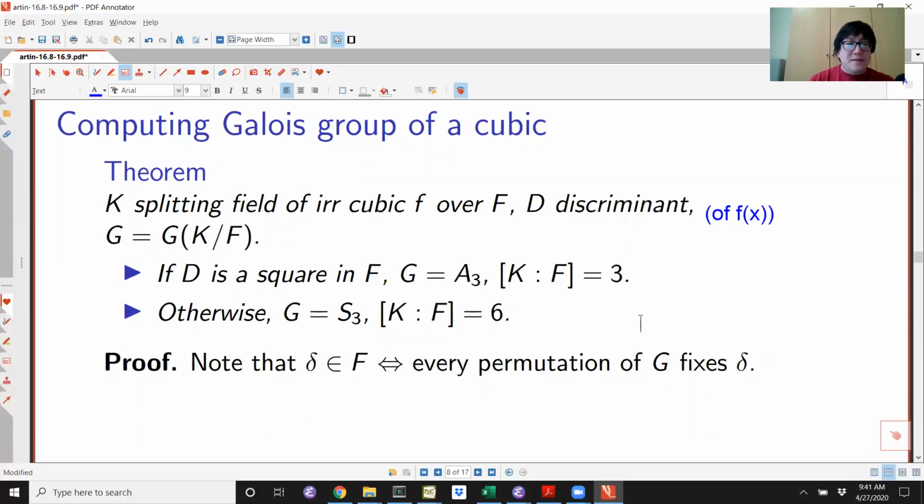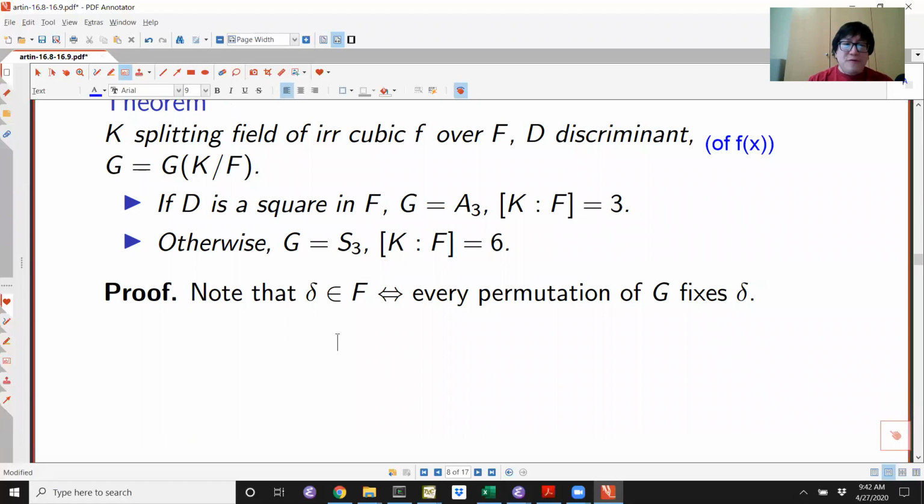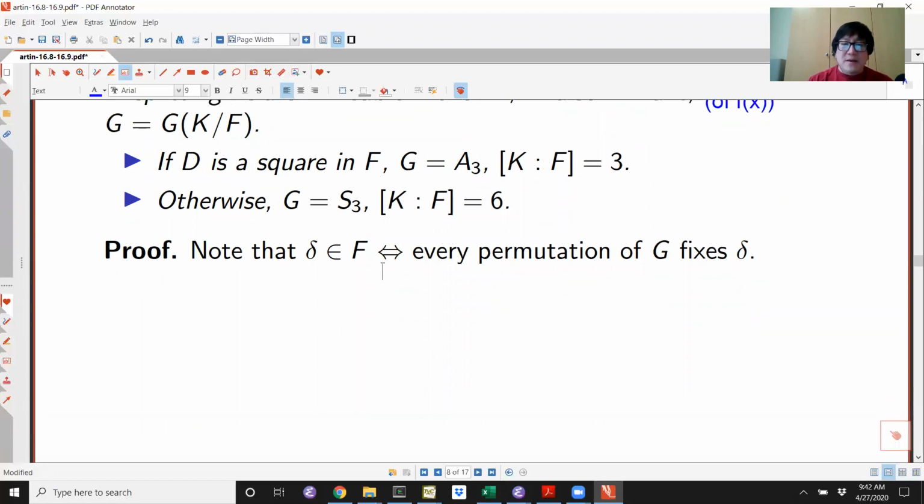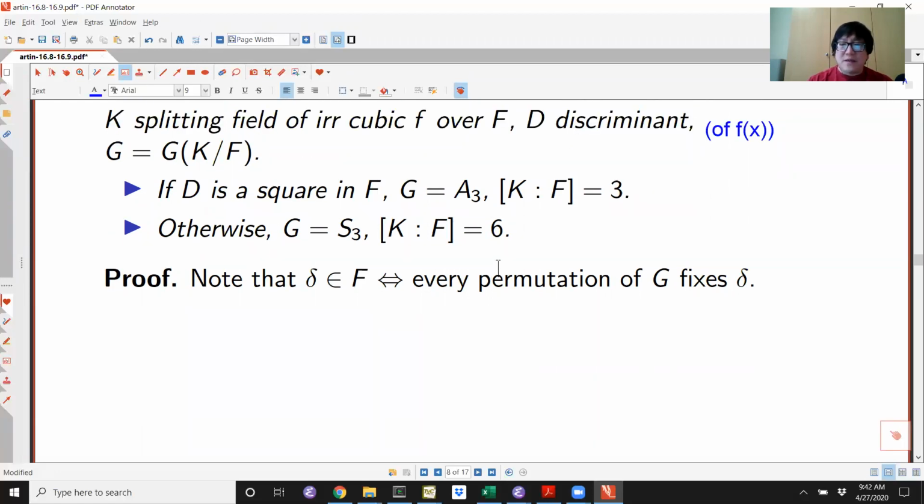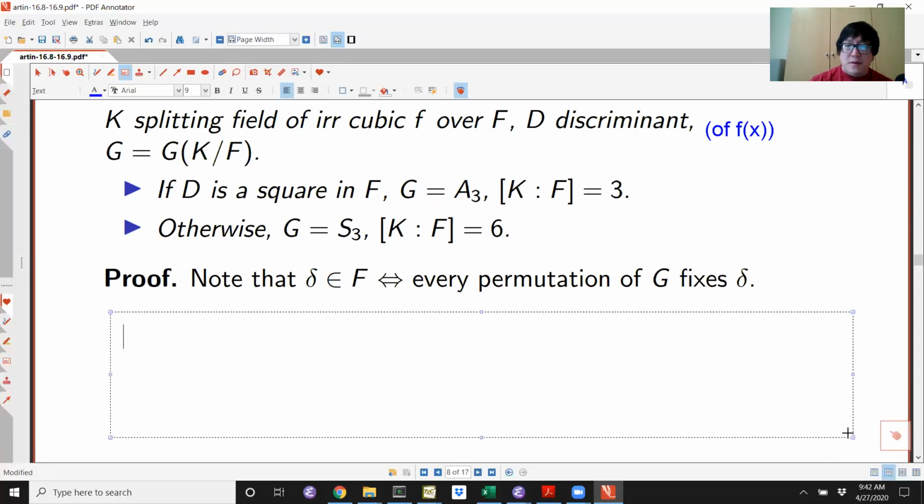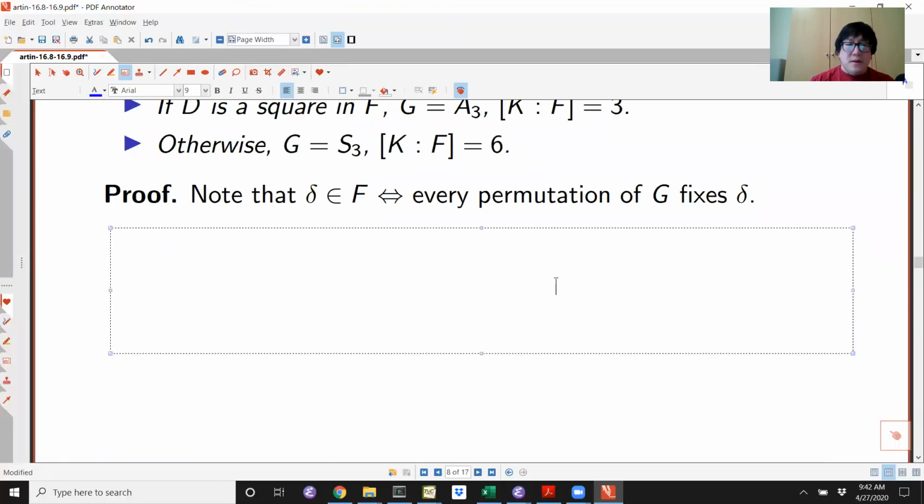The theorem says that D is a straight computation, like a little gadget you can compute, and then you'll know the answer. If D, the discriminant, is a square in the field F, then G is the alternating group on 3 elements. Otherwise, G is the full symmetric group. Proof: delta is in F if and only if every permutation of G fixes delta. Which means delta, D is a square.